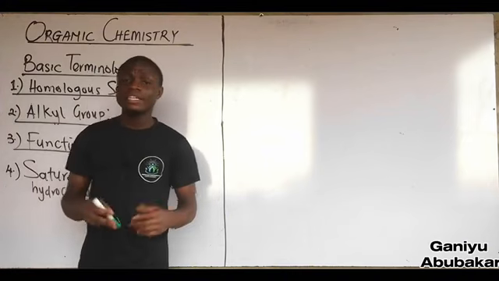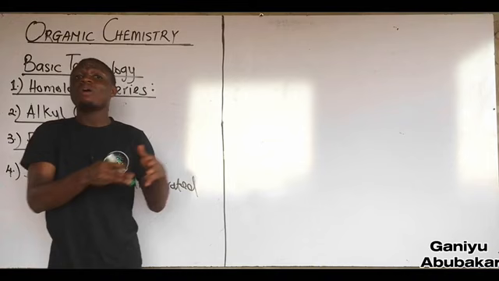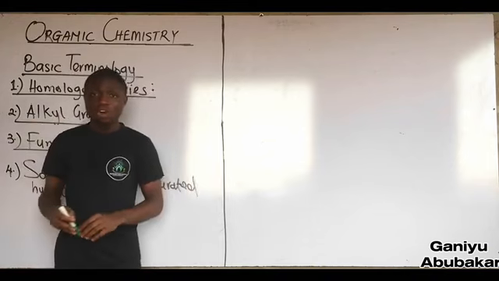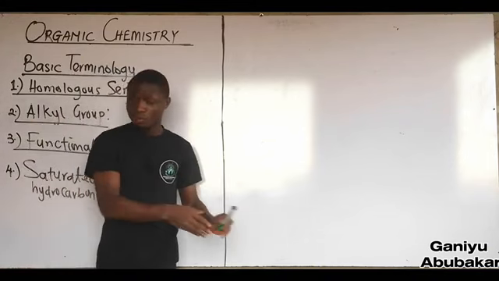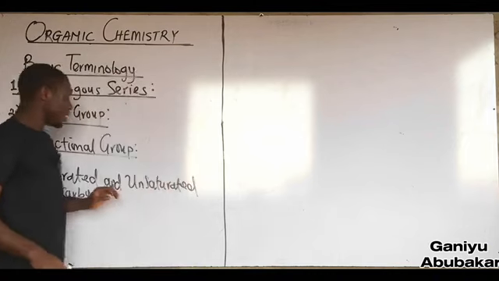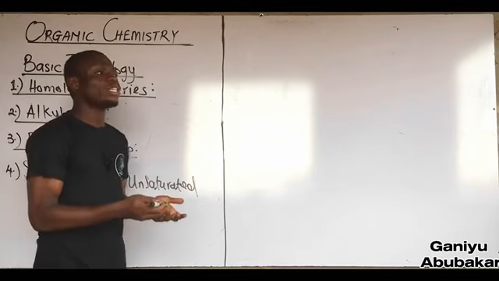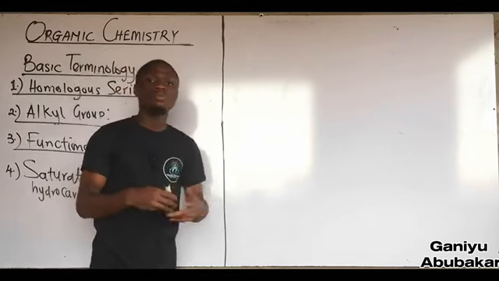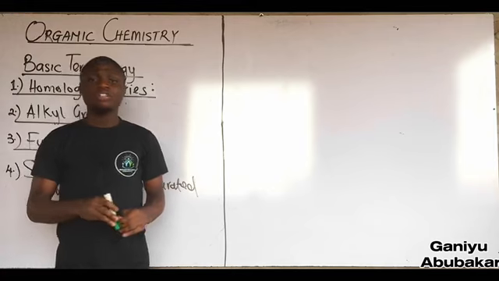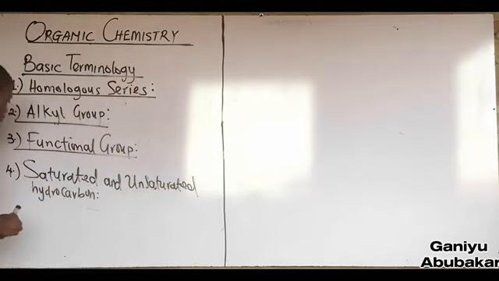So I'm saying that the saturated hydrocarbons are simply the alkanes. Why the alkanes? Because they have single bonds. The unsaturated hydrocarbons are simply the alkenes and alkynes. Why the alkenes and alkynes? Because they have double bonds and triple bonds. So that's the concept behind saturated and unsaturated hydrocarbons.